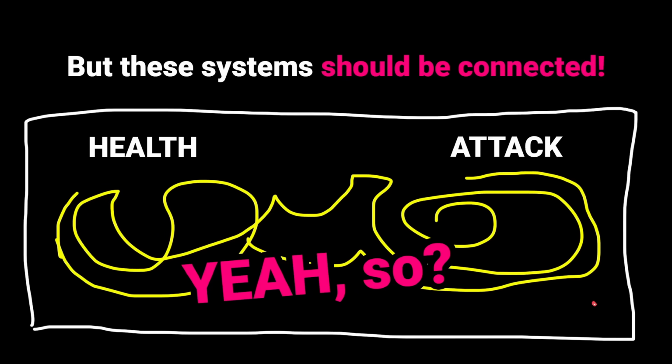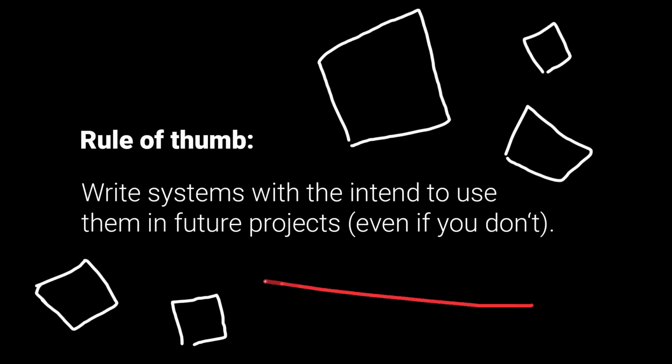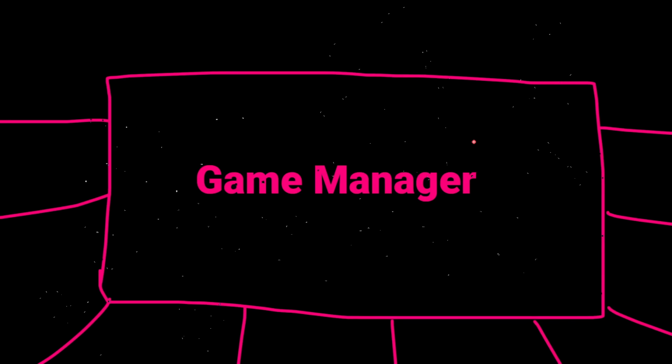They're difficult to separate. Rule of thumb: write systems with the intent to reuse them in future projects, even if you don't. Because even if you don't reuse them in future projects, there's still a lot of advantage to writing them as if you would. You'll keep them more tidy, more modular, more independent, and even if you just use them for one project and then never use them again, it'll just make for cleaner modules.